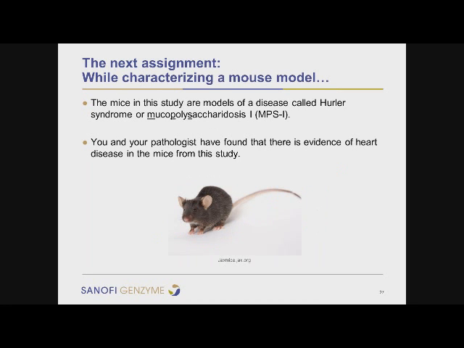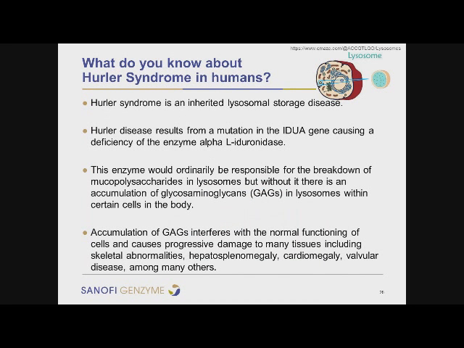So while characterizing a mouse model for Hurler disease, you and your pathologist find that there's evidence of heart disease in the mice from this study. But what do you know about Hurler syndrome in humans? Hurler syndrome is another inherited lysosomal storage disease.